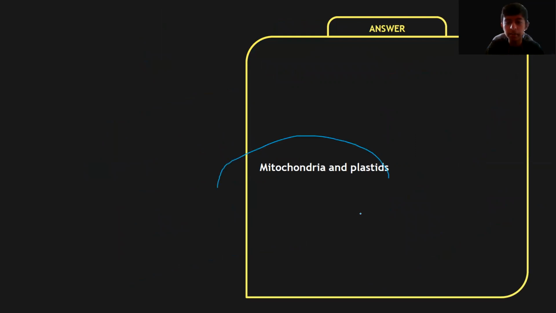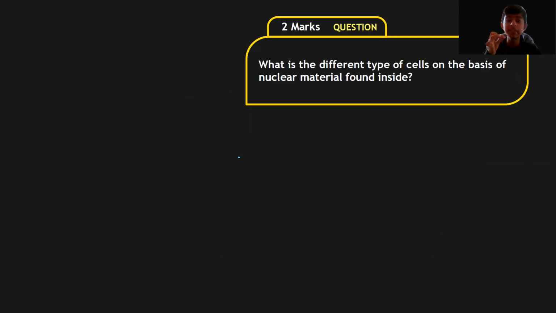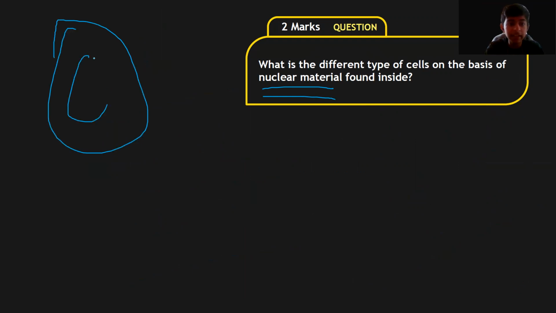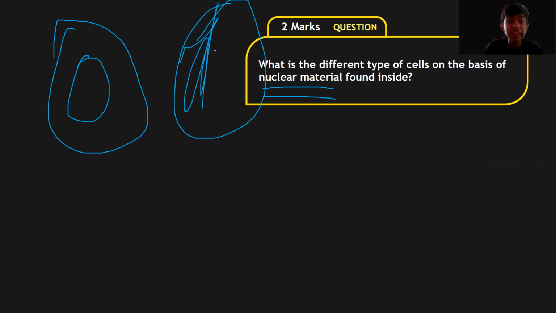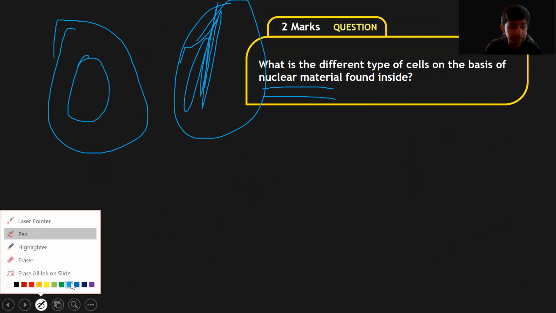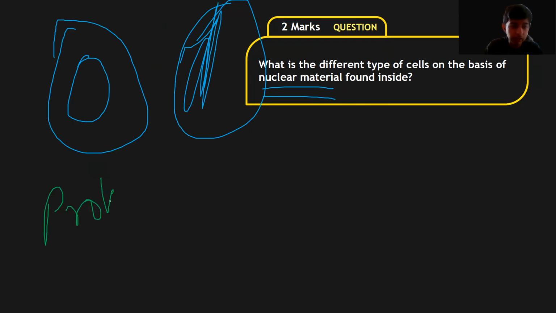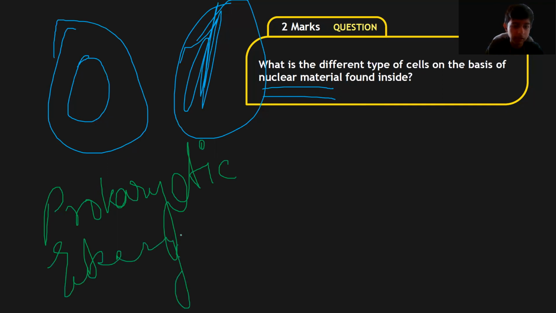Yes, mitochondria and plastids. What are the different types of cells on the basis of nuclear material found inside? This is a tricky question for 2 marks, quite tricky. It is saying different types of cells on the basis of nuclear material. That means whether the nuclear material is present inside or not clearly present. Definitely it is going to be prokaryotic and eukaryotic cells. This is your answer.